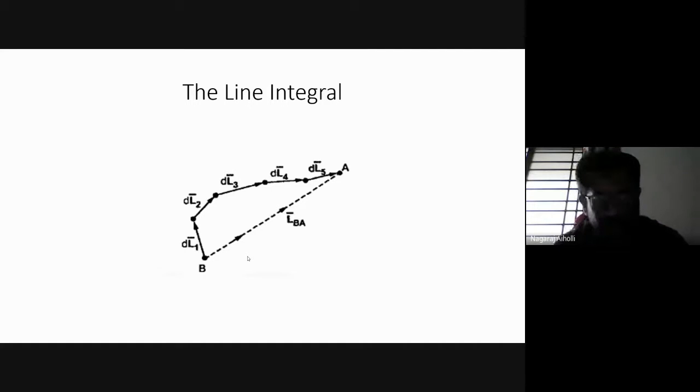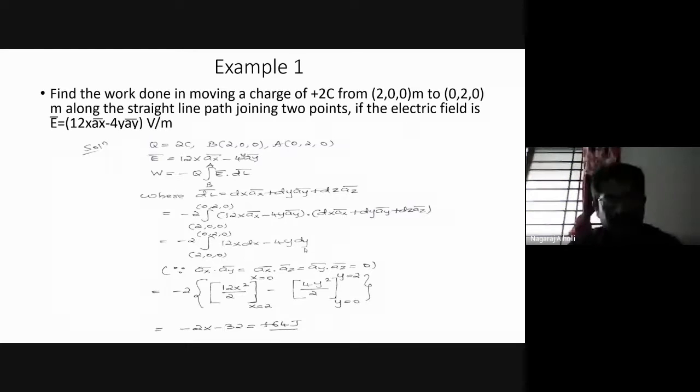Okay. Let us look at that. -2 into the integral of 12x with respect to dx is 12x square by 2. That is x raised to n plus 1 divided by n plus 1. Okay, what limit they have given here? This is our x here. So it is 2 to 0. Then -4 integral of y with respect to y is y square by 2. So it is -4y square by 2 over the limits.